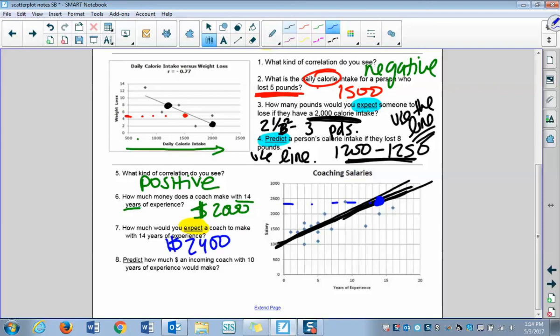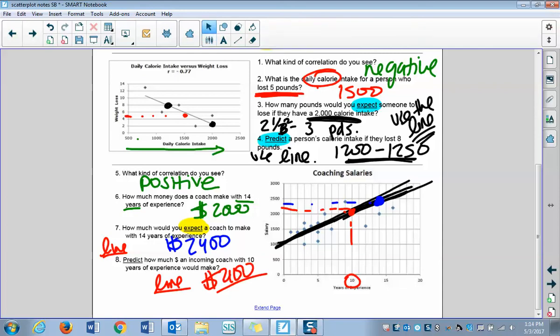Okay? Now, keyword again, predict. For predict, we need to use the line. Predict how much money a coach with 10 years of experience would make. So we go to 10 years of experience. We use the line. So use line. And we check that out. Go across, I would say about 2,100.